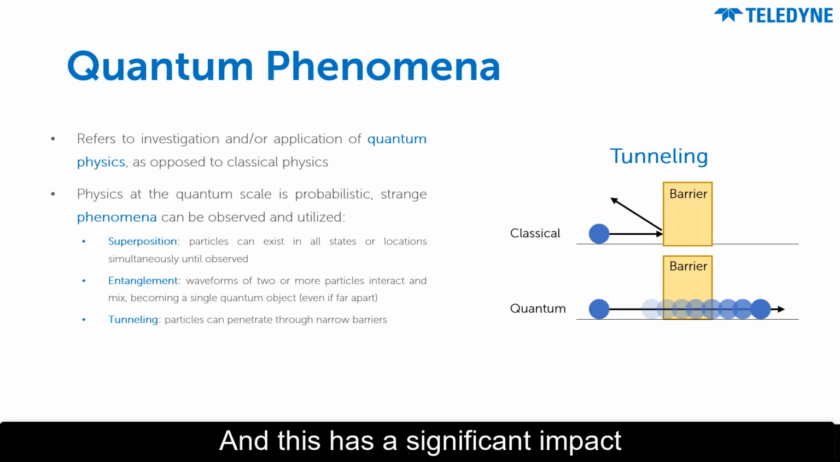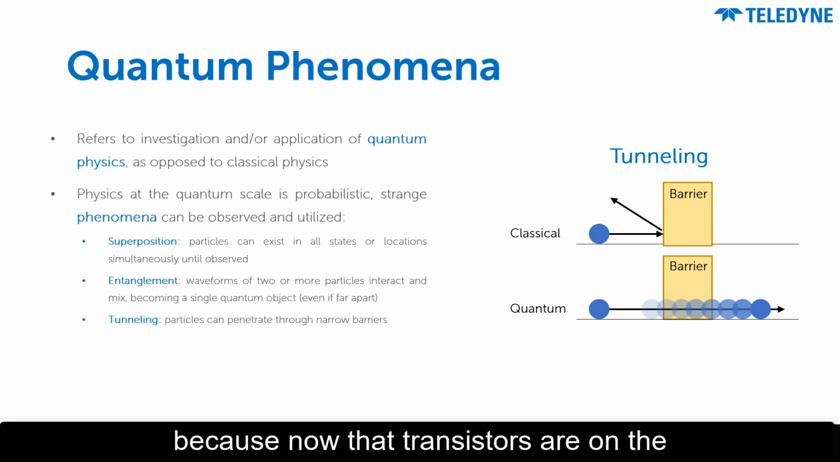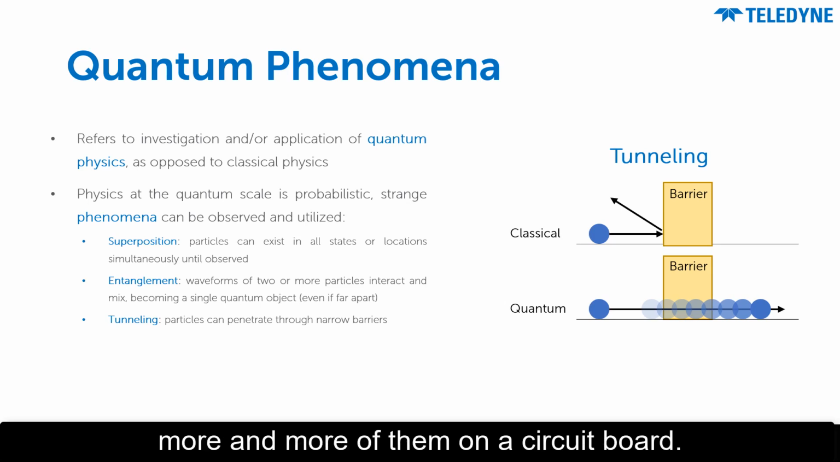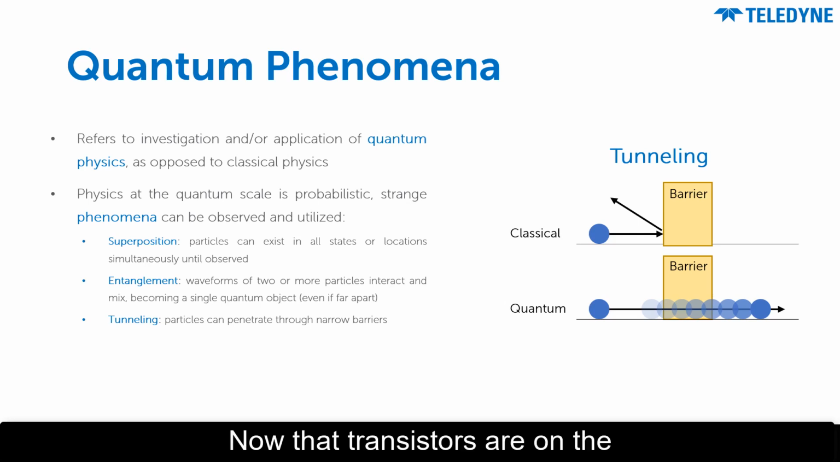And this has a significant impact on things like consumer electronics, because now that transistors are on the nanoscale, every year transistors get smaller and smaller in an effort to fit more and more of them on a circuit board. Now that transistors are on the nanoscale, electrons occasionally can pass right through the silicon and cause unpredictable effects. This is the reason behind something called a silicon lottery.